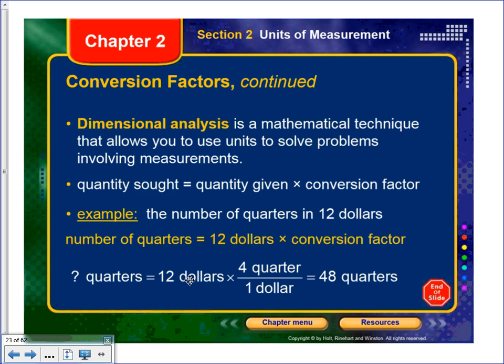So now if we multiply 12 times 4 divided by 1, that tells us there are 48 quarters. You could have done that in your head. You didn't have to write all this out. But once we start using scientific units, this will get a little more confusing. If you write it out step by step for the easy ones, when you get to the hard ones, it'll come much easier for you.